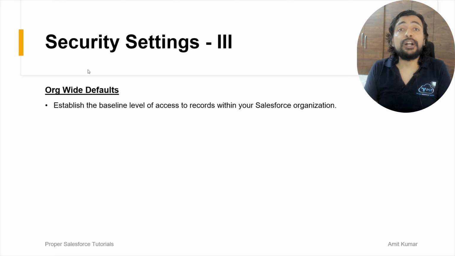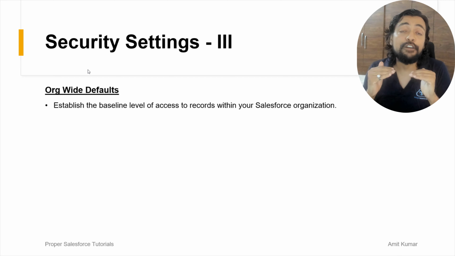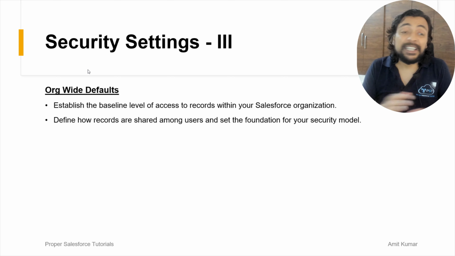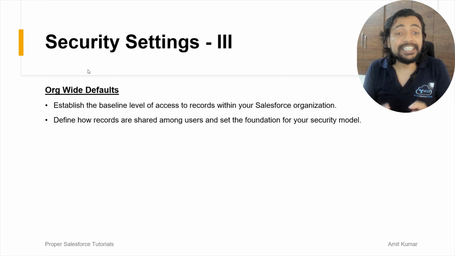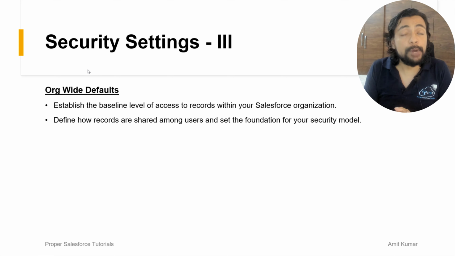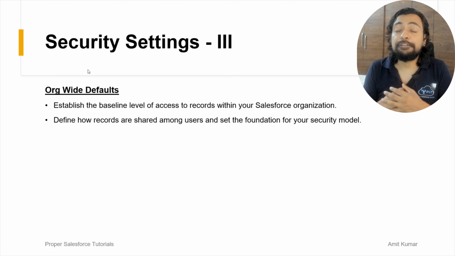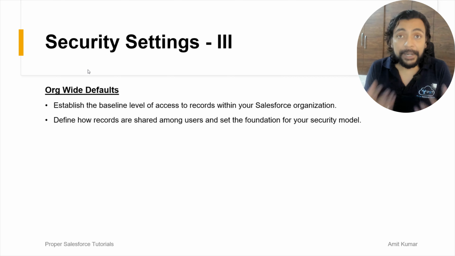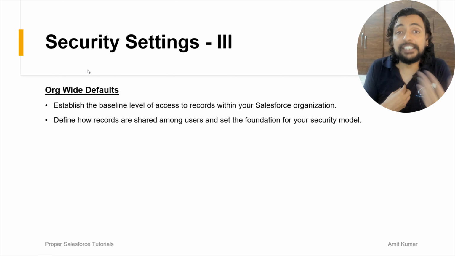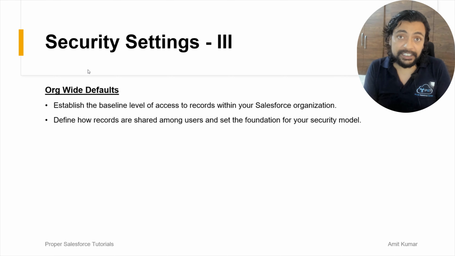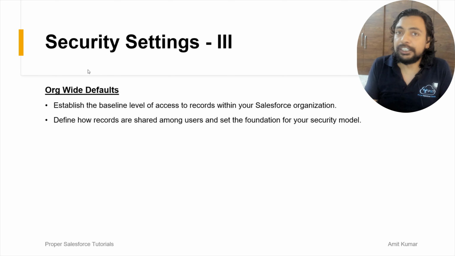Now, org-wide defaults establish the base level of access to records for a specific object in your Salesforce org. So basically it is used to define how records are shared among users and set the foundation for your security model. Now generally any user has full access to all the records which the user owns, but the user cannot see records of other users. So org-wide defaults actually set the access level, whether users who don't have ownership of a record can see records of other users or not.